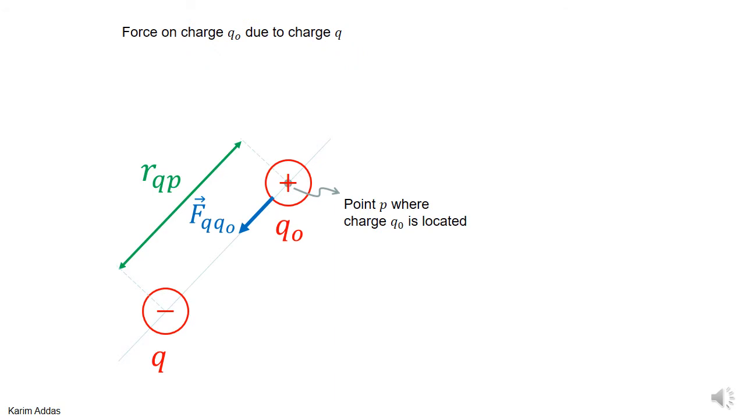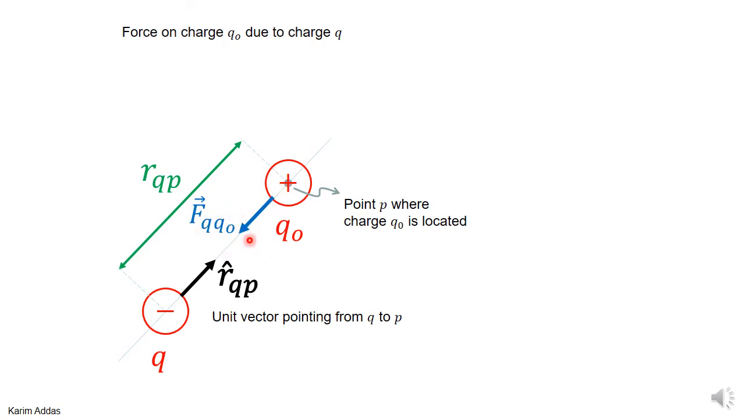So the point P is where the charge Q node is located. Now the unit vector that points from Q to P, again we write it as r hat QP, and the distance between the point P and the point where the charge Q is located is rQP. And of course, since this now is a positive and a negative charge, the force on charge Q node will be towards the negative charge. So this will be the force on charge Q node.